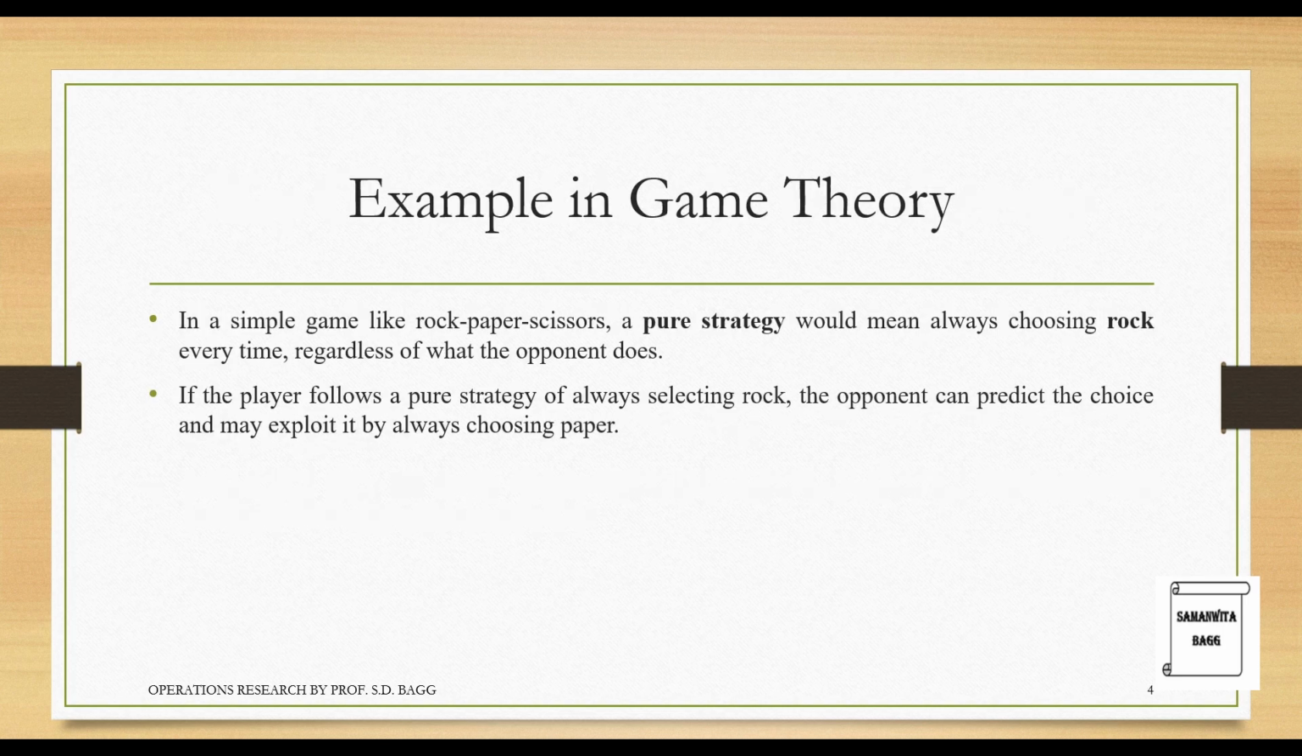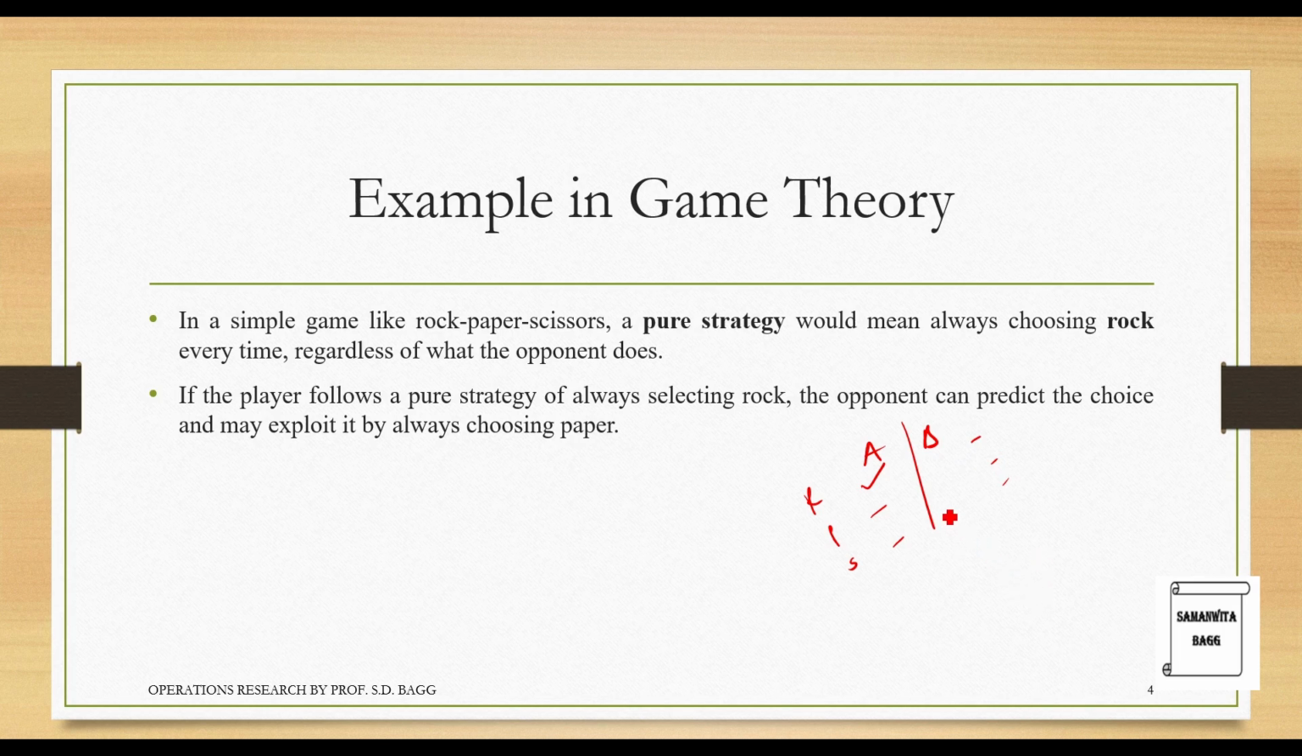Let's take an example in game theory. In a simple game like rock, paper, scissors, a pure strategy would mean always choosing rock every time regardless of what the opponent does. So there are two players, say A and B. A is the one taking up a pure strategy and B is the one taking up a mixed strategy. Amongst rock, paper, scissors, A has decided to always take rock, but B can play any one of the three strategies. So in this case, you know that there will be a chance of winning.